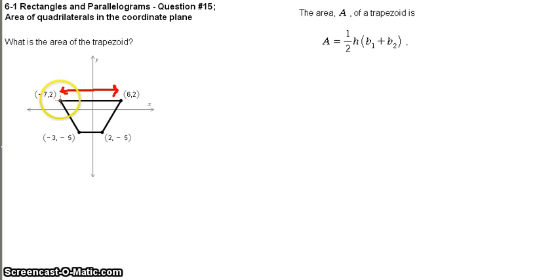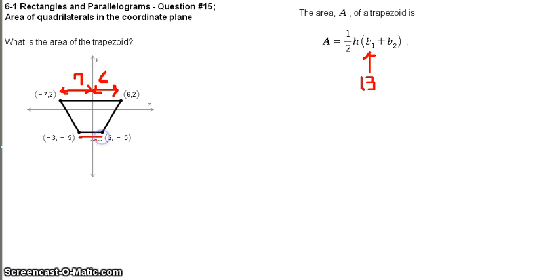From this point to the y-axis, that gives us 7 units, right? And from the y-axis to that point, that gives us 6 units. So the total is going to be how much? The upper base, B1, would be 7 plus 6, which is 13. Right? So what about the lower one?